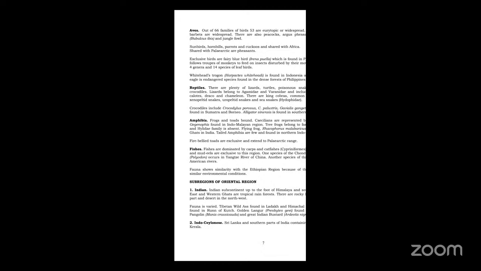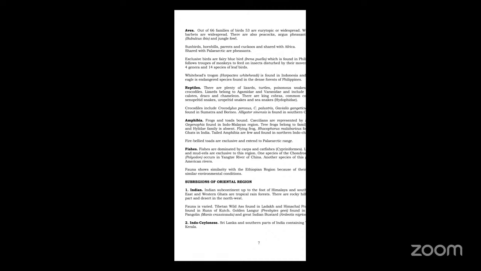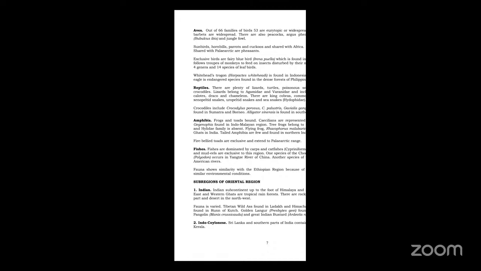Okay. So when you observe all these things, they say that the fauna of this particular region, that is the Oriental region, shows similarity with that of the Ethiopian region because of their proximity and the similar environmental conditions. So the Oriental region has got great affinity with that of the Ethiopian region because of the similar climatic conditions. That means with reference to the faunal diversity, they have got a close affinity.